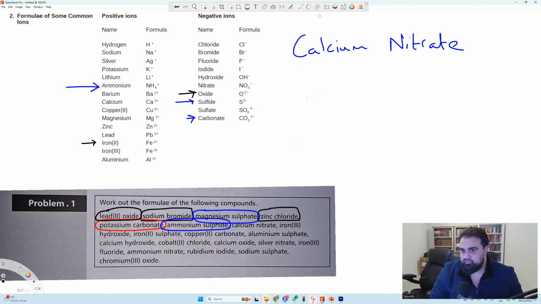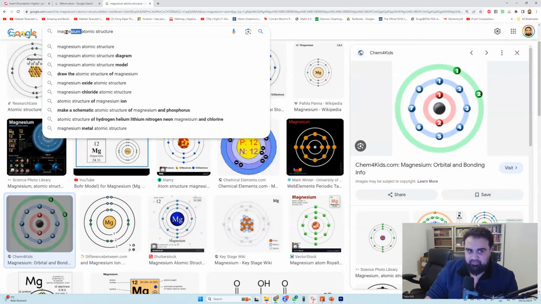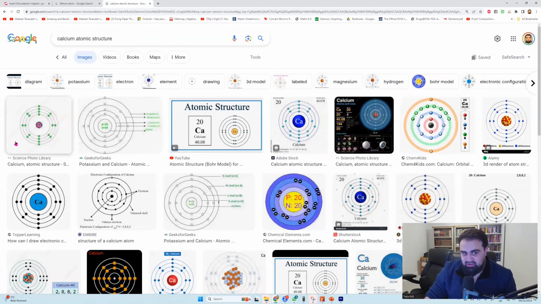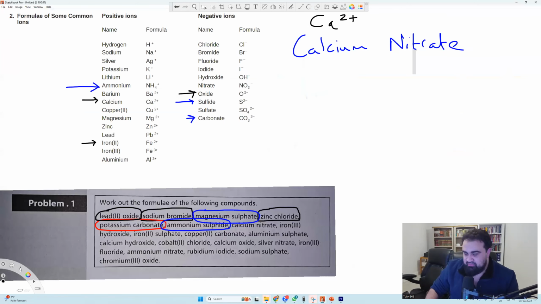So calcium first has a 2+ charge. And that makes sense. If you look at calcium as an atom, the atomic structure, it has 2 electrons in its outermost shell. It wants to get rid of those. Once it gets rid of those, it's only left with this shell here, and then it has a full outermost shell.